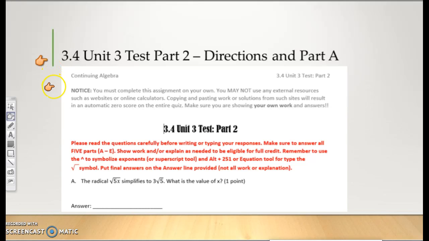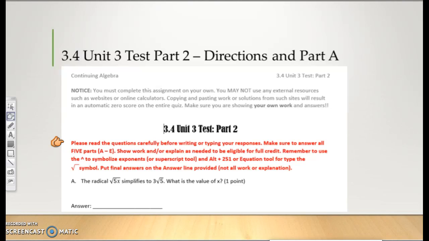Notice, this is a very important announcement here. You must complete this assignment on your own. You may not use any external resources such as websites or online calculators. You can use your calculator to do any multiplication, division, addition, or subtraction, but nothing that is special for simplifying radicals. Copying and pasting work or solutions from such sites will result in an automatic zero score on the entire quiz. Make sure you are showing your own work and answers.